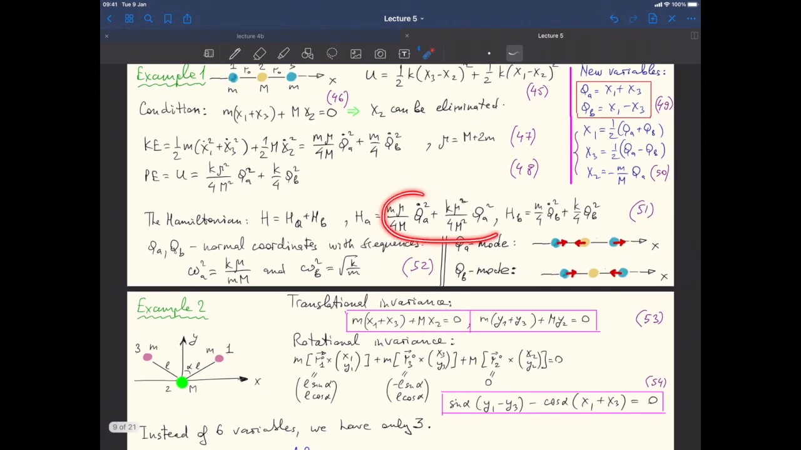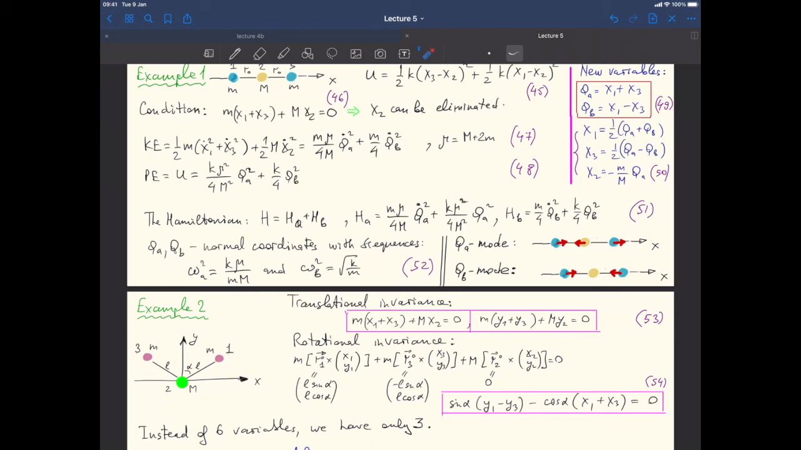And because each of these terms corresponds to the Hamiltonian of a harmonic oscillator with a particular force constant and a particular mass, one can write immediately how these QA and QB generalized coordinates depend on time, what is the frequency. And the frequencies follow immediately as this and that. So then we know that QA and QB are harmonic displacements. So for each of those, we can write what the actual coordinates are, and we can build normal modes.